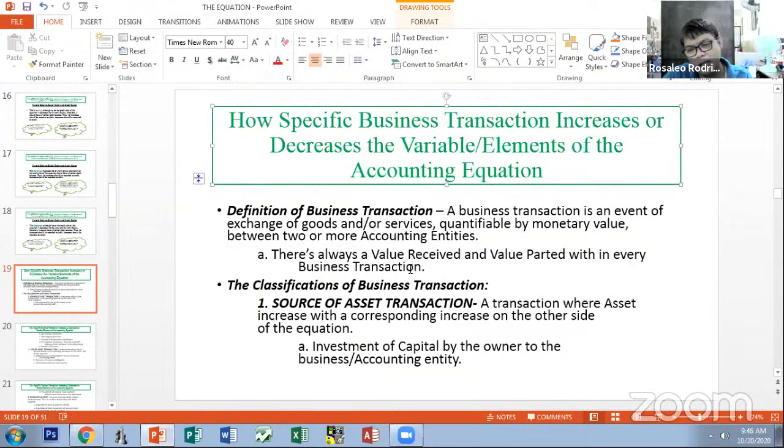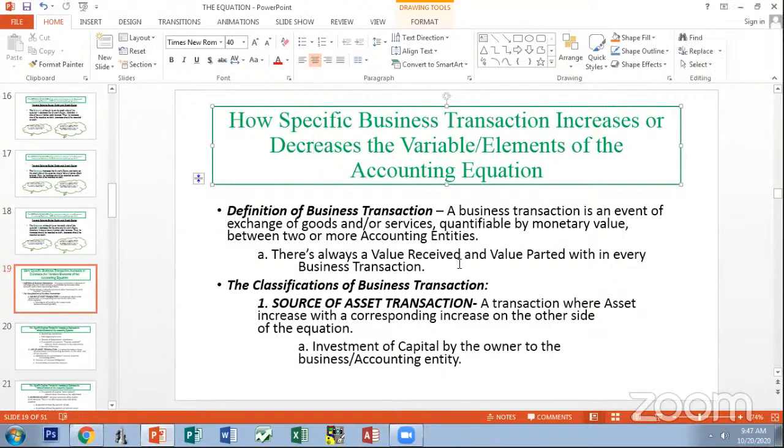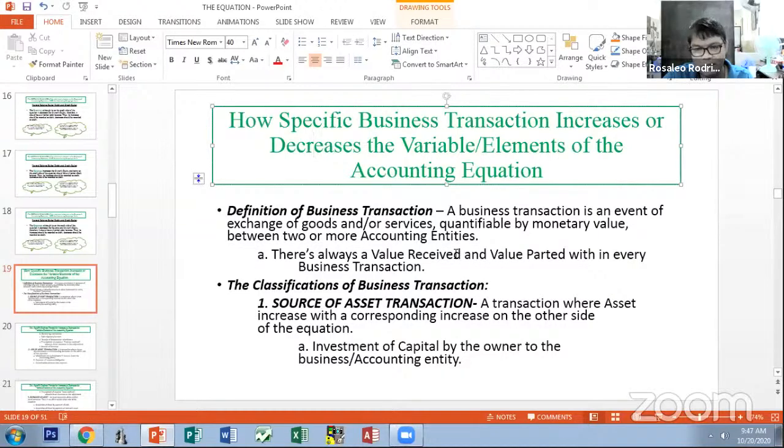I remember my Accounting 1 in college, our teacher taught us to analyze transactions using value received and value parted with. But I think the lesson here is that in every business transaction, you have to understand that there is such a value received and a value parted with. And that is again the realities of life. Every day of our life, we receive something and we part with something.